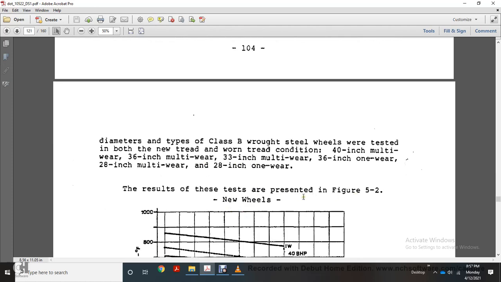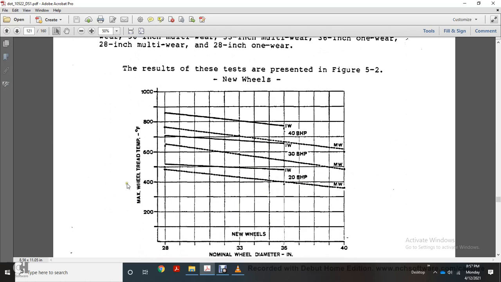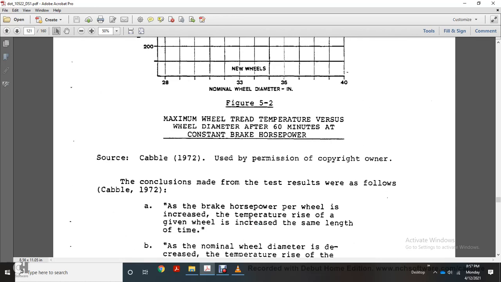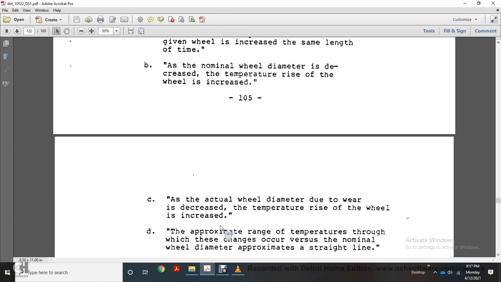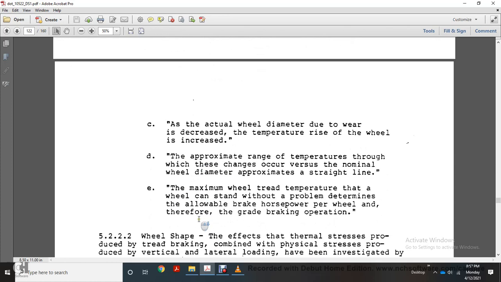The results of the test are presented in figure 5.2, showing wheel tread temperatures for new wheels with nominal wheel diameters of 28 to 40 inches. The conclusions made from the test results were as follows. If the brake horsepower per wheel increased, the temperature arrived at by the wheel over the same length of time varied with the nominal wheel diameter. The temperature rise of the wheel increased as the actual wheel diameter decreased due to wear, and the approximate range of the temperature change versus the nominal wheel diameter is approximately a straight line.